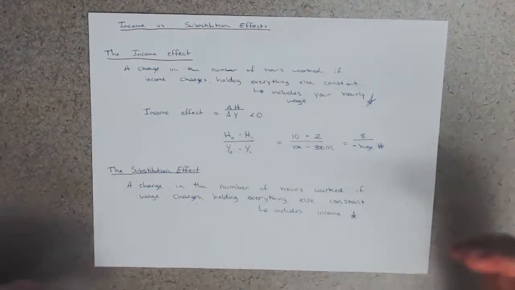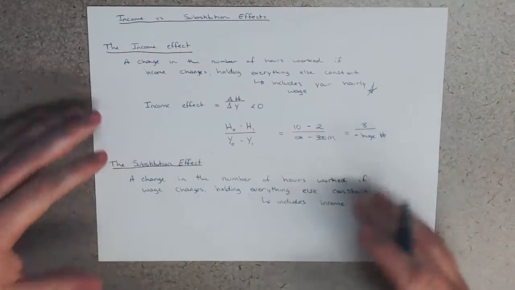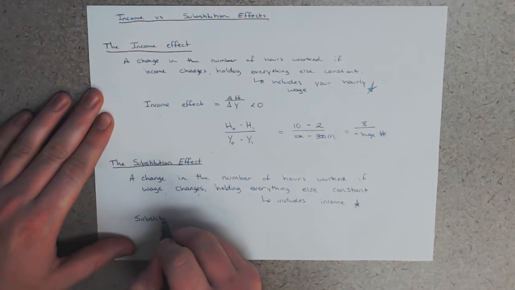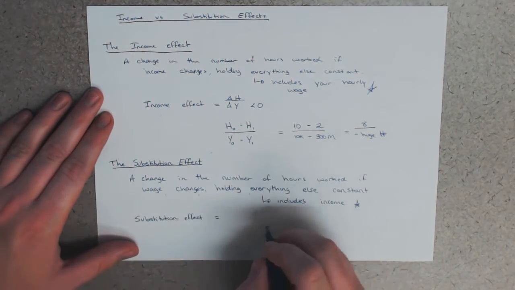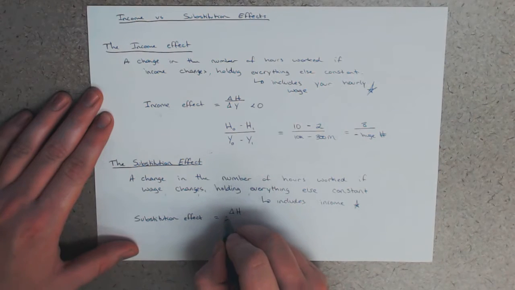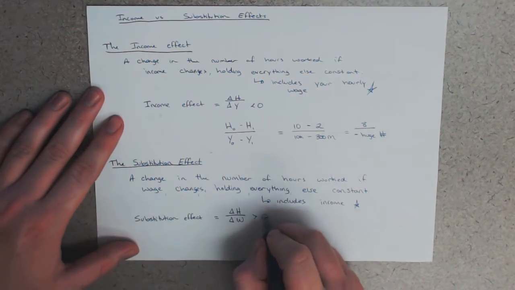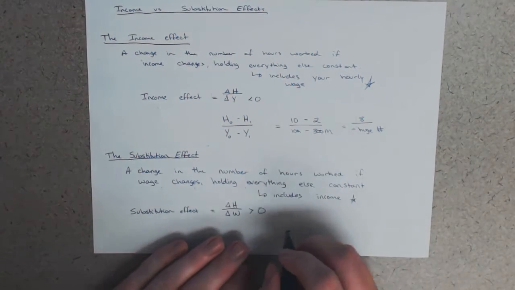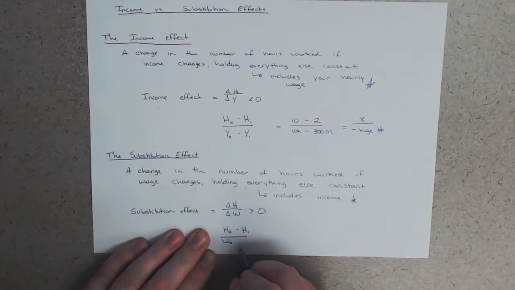Okay, and so what this is saying, right, is a very weird thing. And the answer is, of course, that you would work more hours. Okay, so the substitution effect is equal to the change in the hours you work divided by the change in your wage rate. And we're saying that this has to be greater than 0. Okay, and what that means is, H0 minus H1 divided by wage 0 minus wage 1 must be greater than 0.